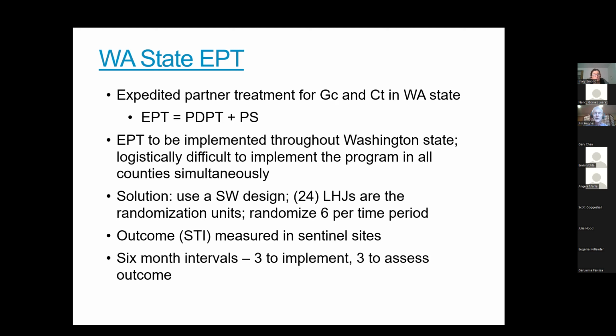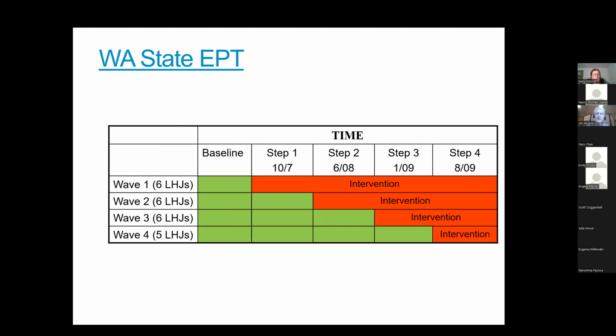Originally, we thought we would have 24 what we call local health jurisdictions, usually corresponding to one of the counties in Washington state. In some cases, it would be 2 or more counties together. And we were going to randomize 6 of these local health jurisdictions per time. This is sort of the picture. We called them wave 1, wave 2, wave 3, wave 4.